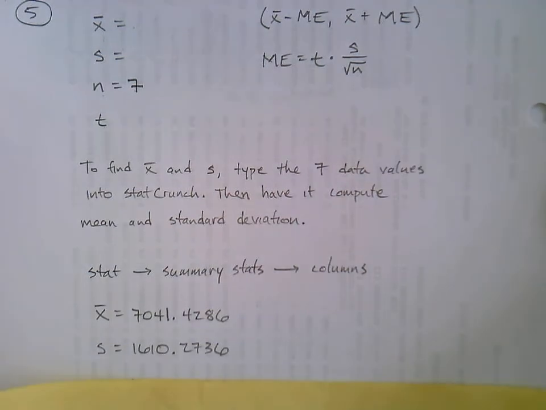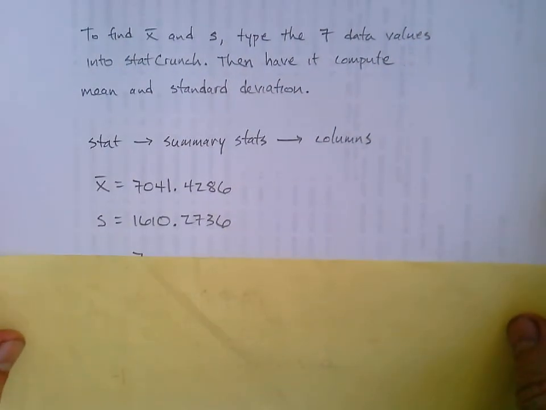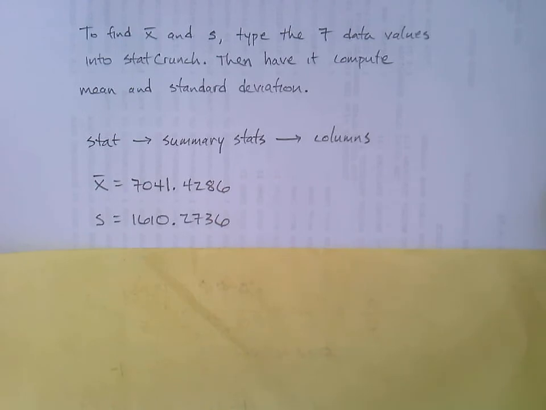Okay, so this is what I got when I put in those 7 data values. The mean x bar was 7,041.4286, and the standard deviation was s equals 1,610.2736. So hopefully you got those same values as I did. They're making us do a little bit more work here at the beginning. No big deal. We can do that. And of course, we know n equals 7. And now we're off and running.